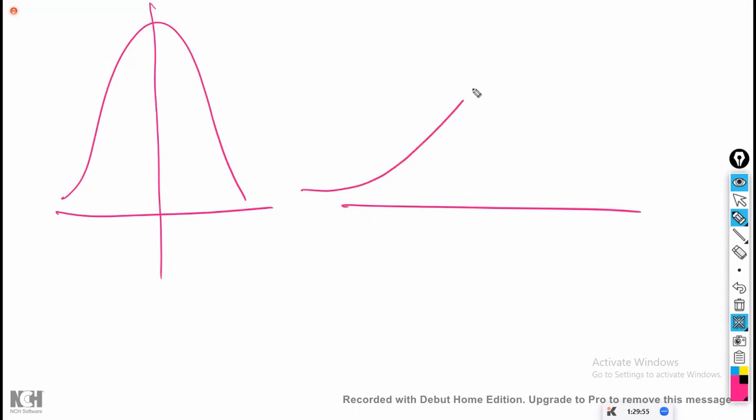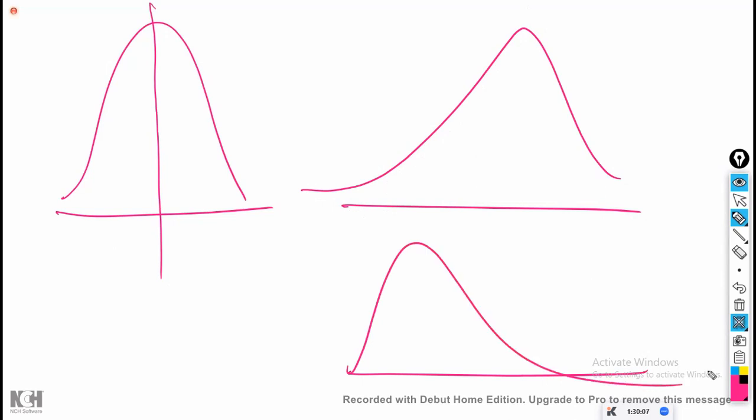If the curve is like this, what is this one? Left skewed. The left side is slightly increasing now, so it is left skewed. Right skewed will be represented like this. So the right side tail will be long. This is called the tail part. If on the right side you have a tail, it means right skewed. If on the left side you have a tail, it means left skewed. Left tail means left skewed. This is also called a left tail distribution.